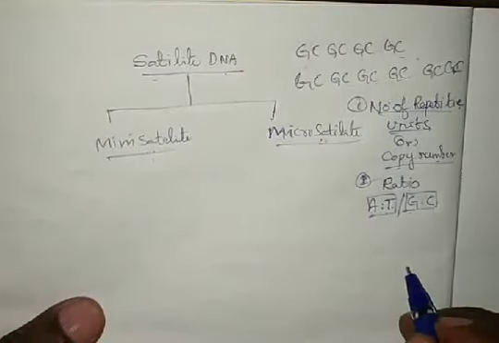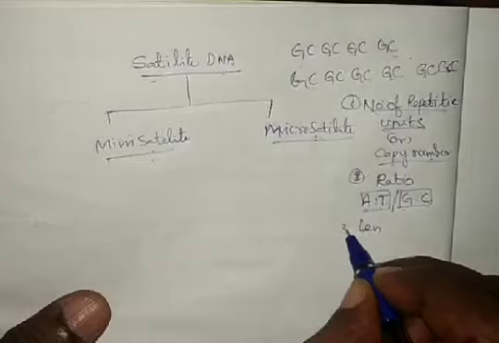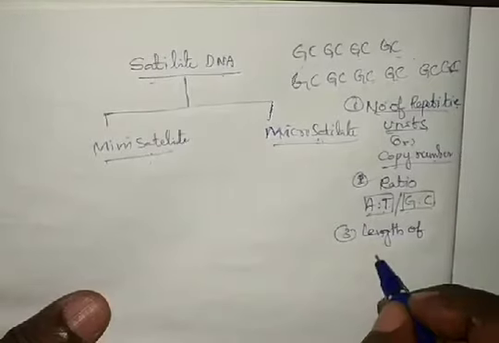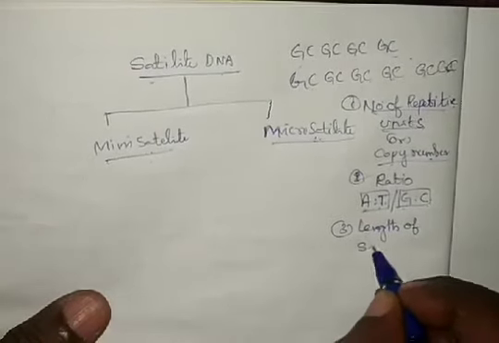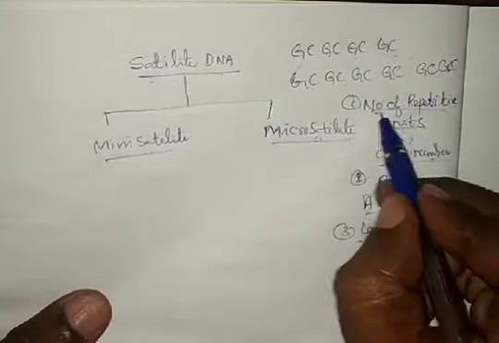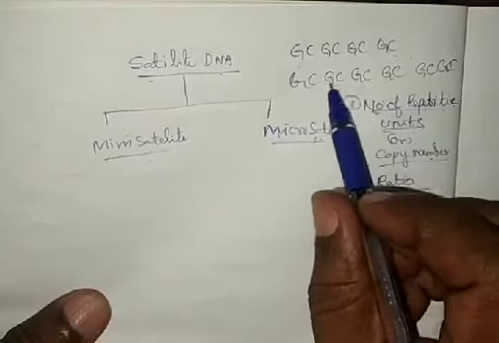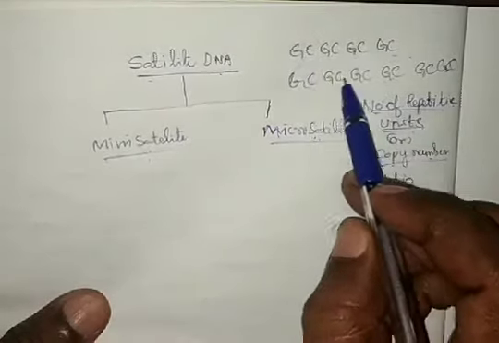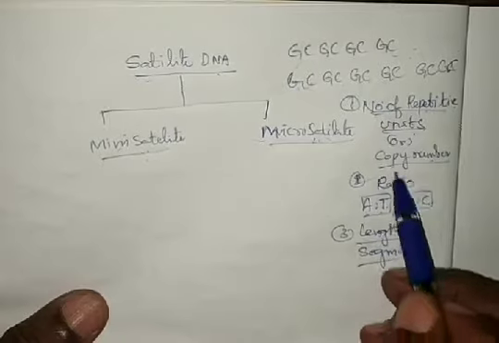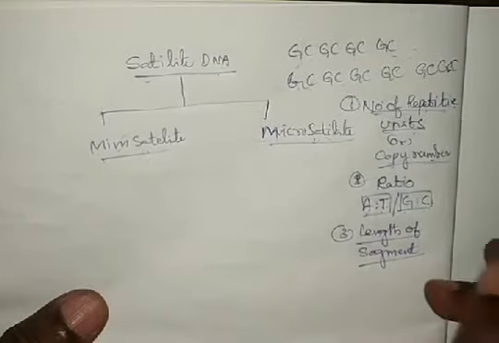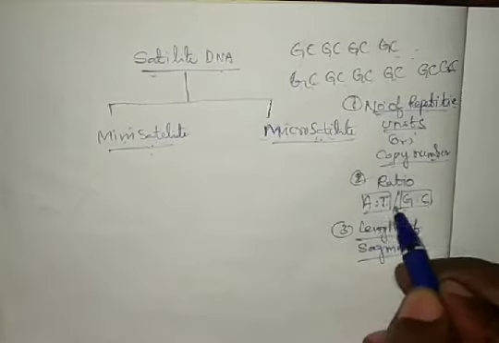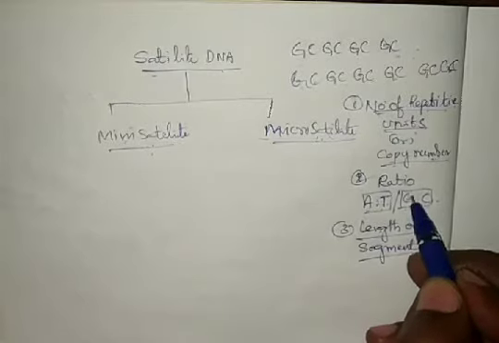And next, the length of the DNA segment. Third point: length of the repetitive DNA segment. So the number of repetitive units: how many times is it repeating? 1, 2, 3, 4. 1, 2, 3, 4, 5, 6. Based on this they are separated, and that is also called the copy number. The ratio of AT and GC base pairs: based on this ratio, we can separate.